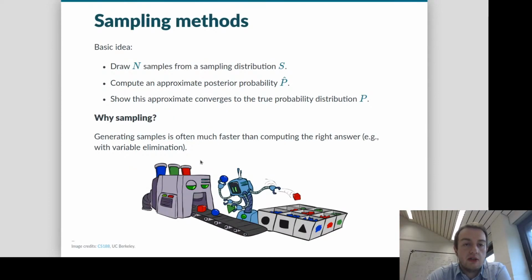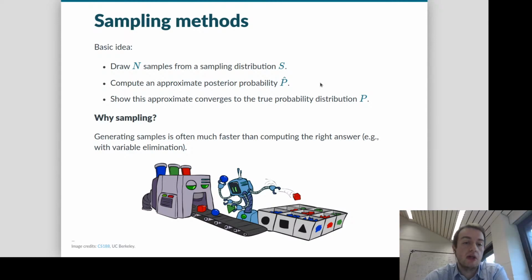But let's cover the sampling methods today. The basic idea is that we have some sampling distribution that I will call S, from which I will draw n different samples. Then from these samples, I will try to compute an approximate posterior probability, p hat. Every time you see a hat above some symbol, that means I'm making an approximation of the symbol. So in this case, I'm making an approximation of the probability distribution P.